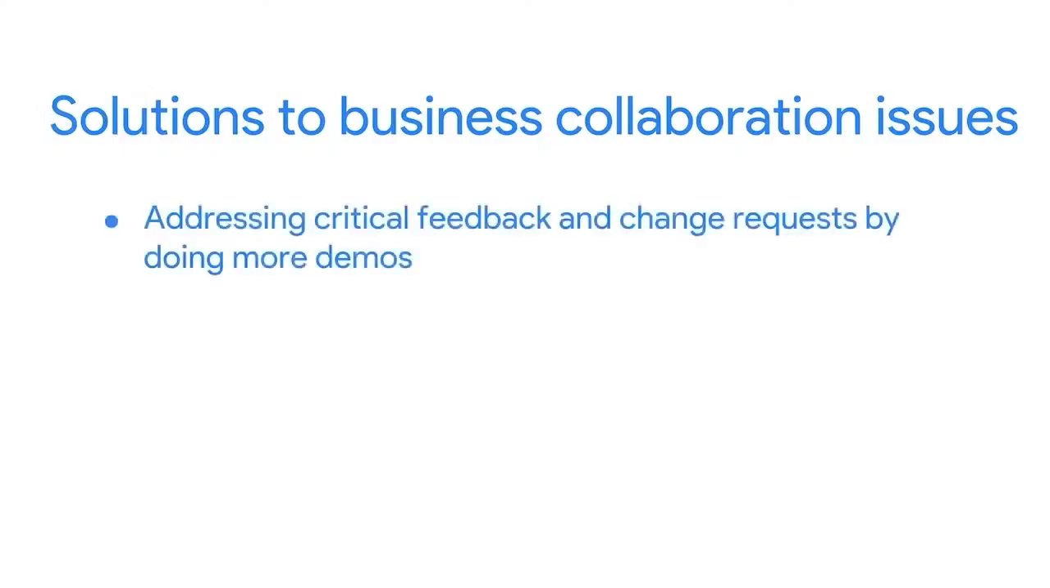If you notice any of these signs, there are a few things you can do to help rebuild trust and collaboration between the developers and the business people. To start with, try addressing critical feedback and change requests by doing more demos. This ensures feedback comes in at a steady pace and that everyone involved has a shared understanding of what done means.